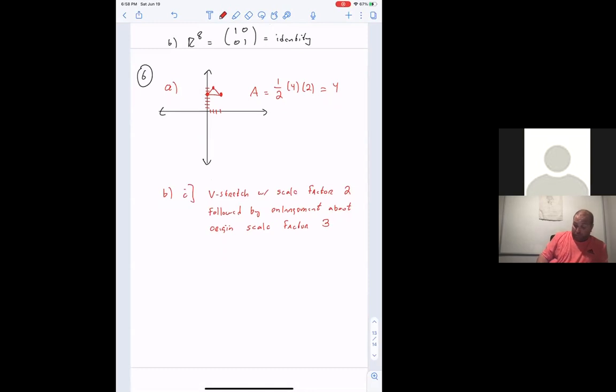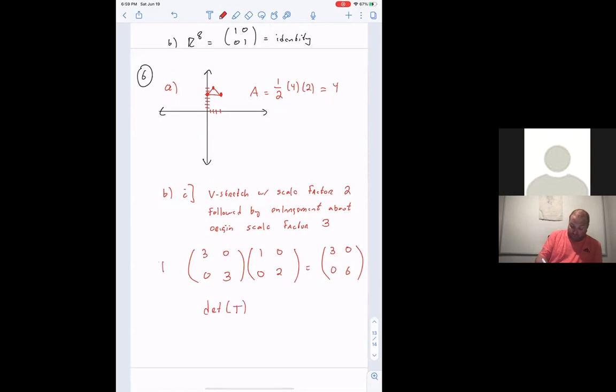No problem. All we've got to do is find the determinant of the transformation matrix and take its absolute value. Well, we're first doing a vertical stretch with scale factor 2. That's [1 0; 0 2]. Followed by an enlargement about the origin scale factor 3. So my total transformation is the product of these 2 matrices, which I can write as the single matrix [3 0; 0 6]. And therefore, the determinant of the transformation matrix is equal to 3 times 6 minus 0 times 0, which is 18. Its absolute value, of course, is still 18.